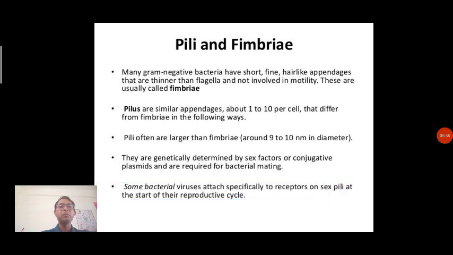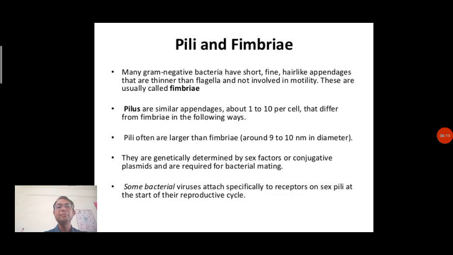And then the last difference is that some bacterial viruses attach specifically to receptors on sex pili at the start of their reproductive cycle. So we can say that pili and fimbriae act as appendages, or organs, for the attachment of this particular bacterial cell.